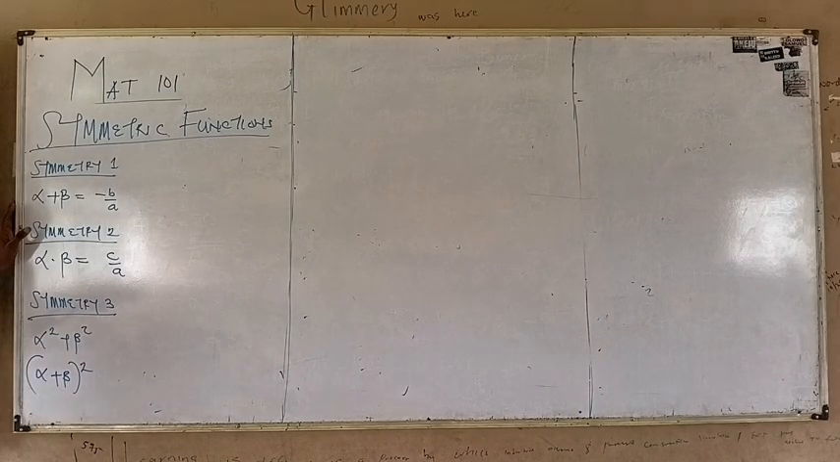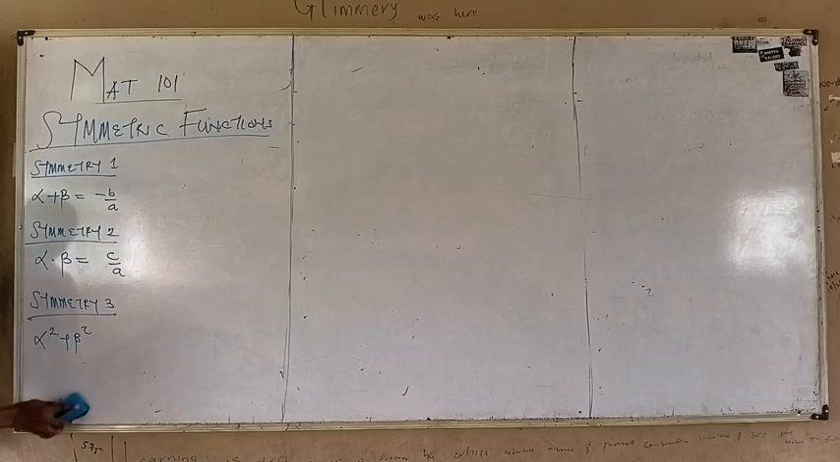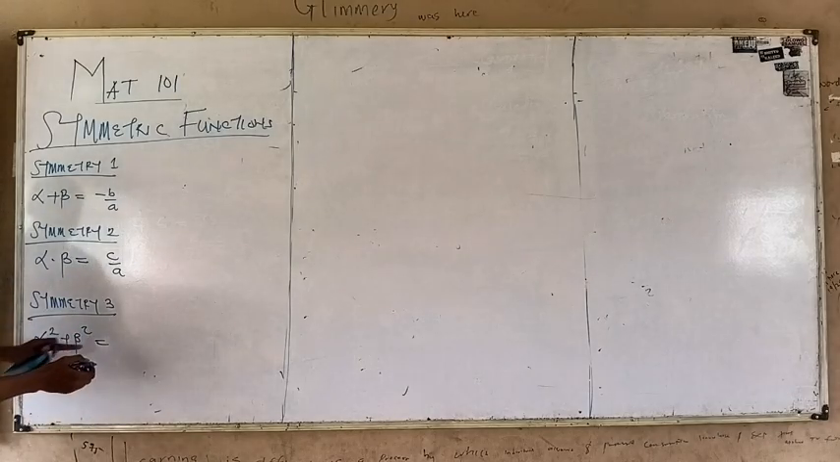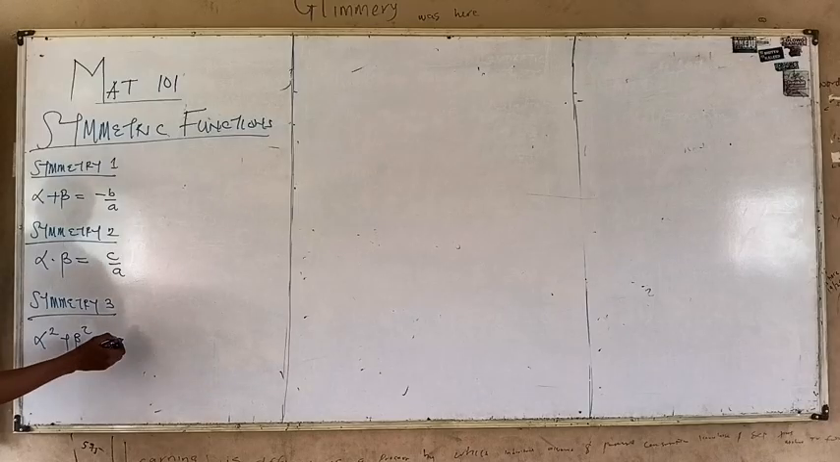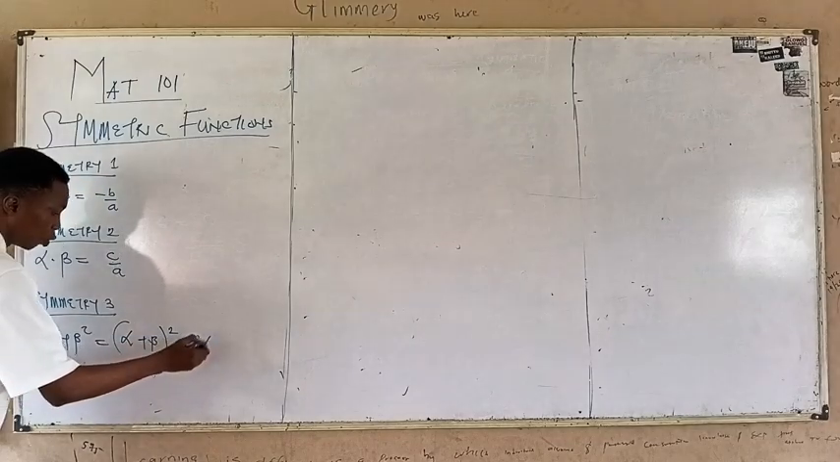And if you expand this, the goal of every symmetry function is to end up having alpha plus beta, alpha dot beta. So when I expand this thing, will I end up having alpha plus beta then alpha minus beta? Let's see. What the textbook tells us is that alpha square plus beta square is alpha plus beta all squared, minus what? 2 alpha beta.